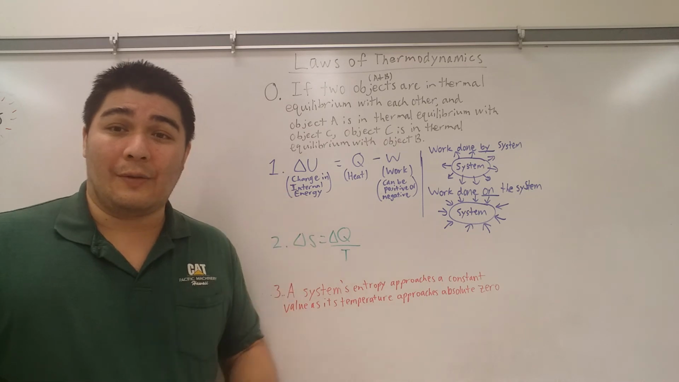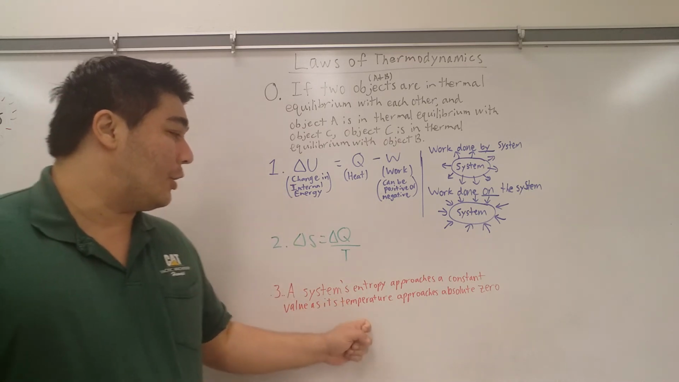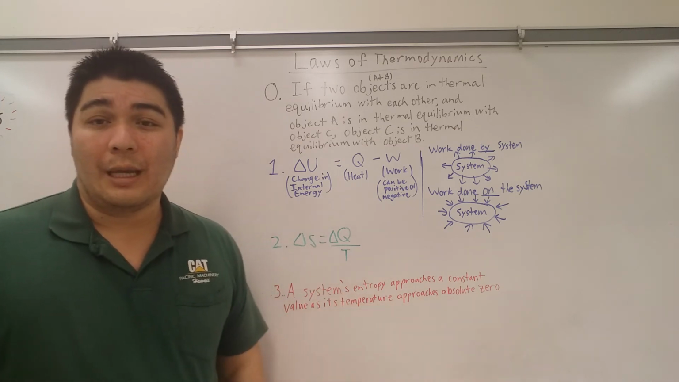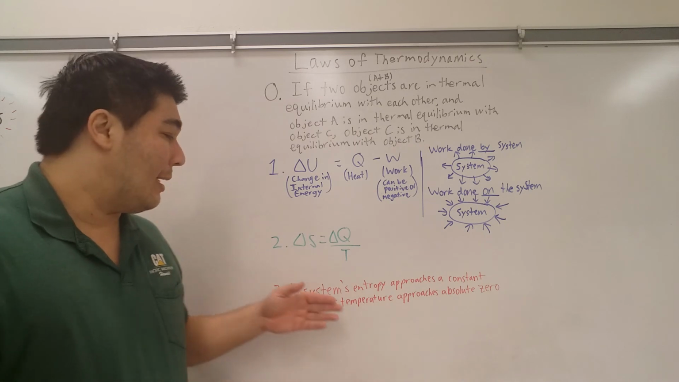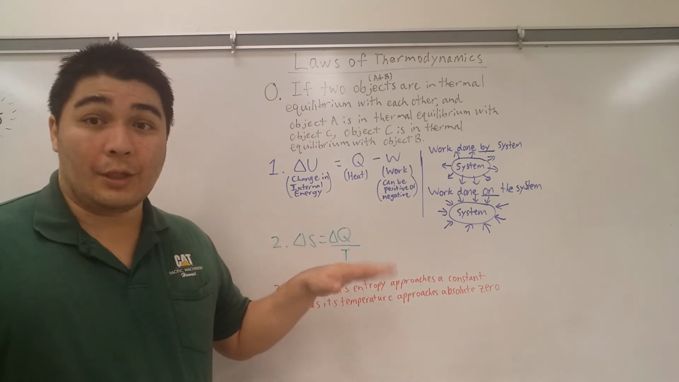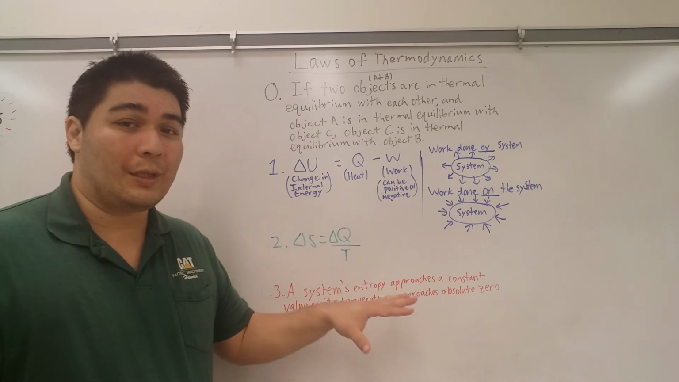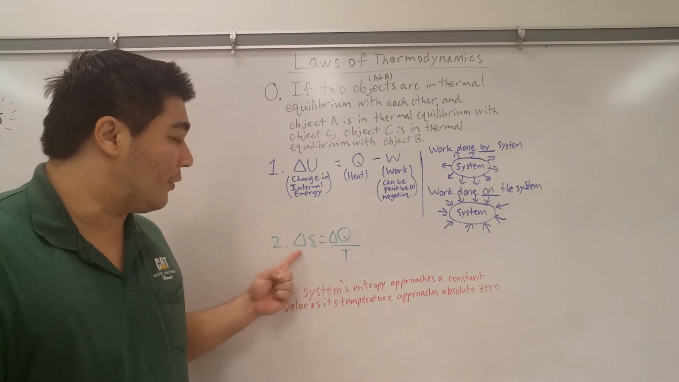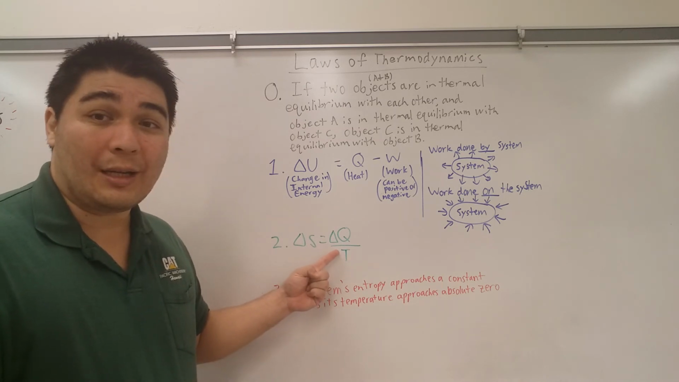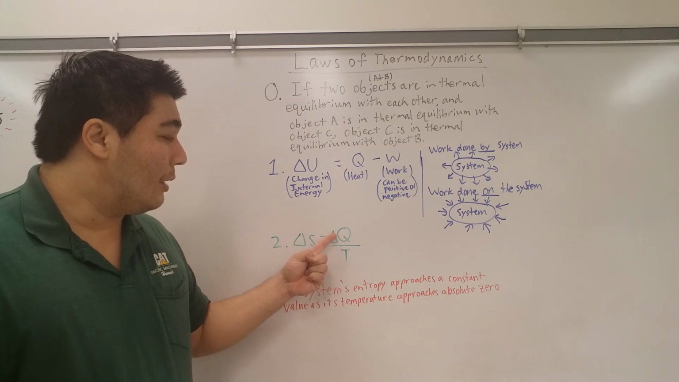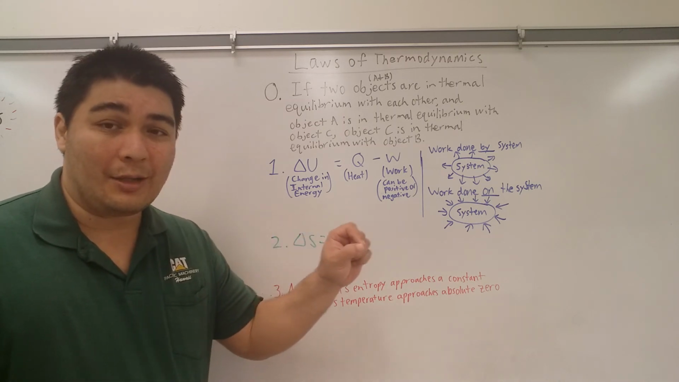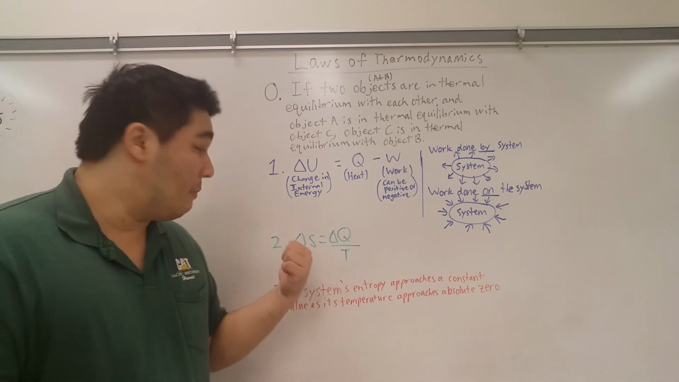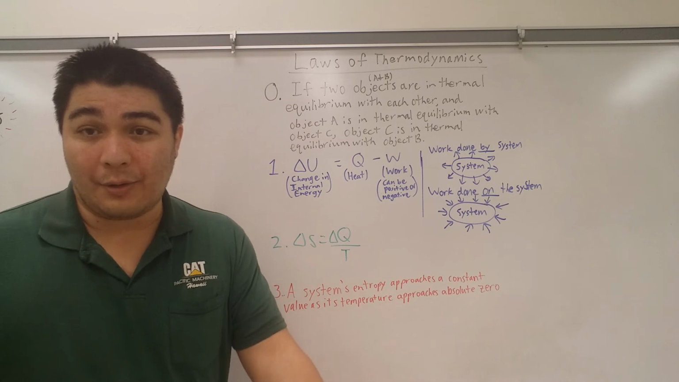So let's go on to the third law of thermodynamics, which is that a system's entropy approaches a constant value as its temperature approaches absolute zero. What that means is that if you reduce the temperature, you can reduce the entropy. You can figure that out by looking at the second law: if you bring the temperature as close to zero as you can, you must draw heat out of the system. So the entropy, because it's proportional, will go down.